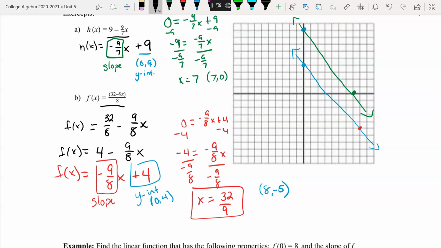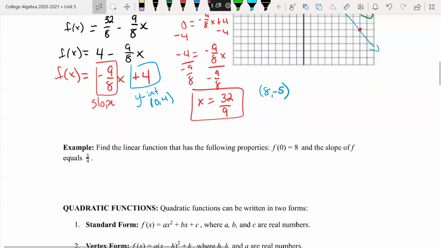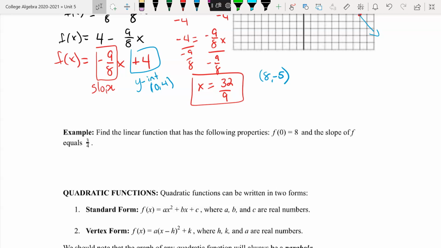So that's the basics of linear functions. Linear functions, sometimes they'll give you properties and they want you to write it. So it says find the linear function that has the following properties. F of 0 equals 8 and the slope of f equals 3/4. So this does show up on the honks. That's why I threw this on here.